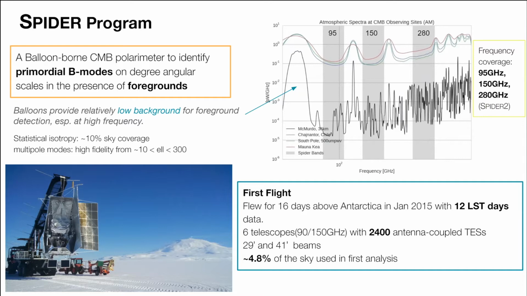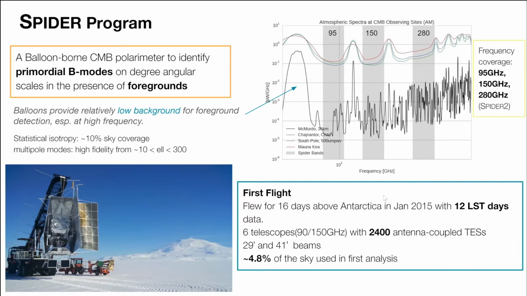In total, SPIDER has 3 bands providing spectral energy distribution of CMB observation. The 95 and 150 gigahertz were deployed in SPIDER 1, and we will have 3 280 gigahertz telescopes joining SPIDER 2. We also have a relatively large sky coverage from a balloon, around 10%, and we have multiple modes with high fidelity from low l to l equals 300.